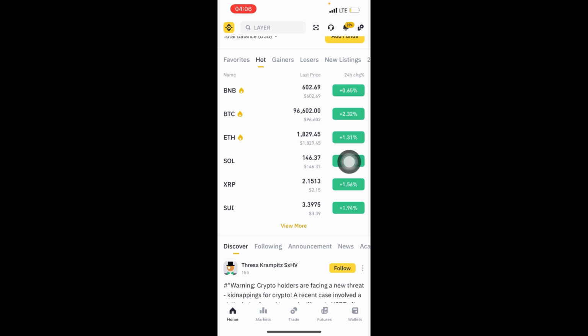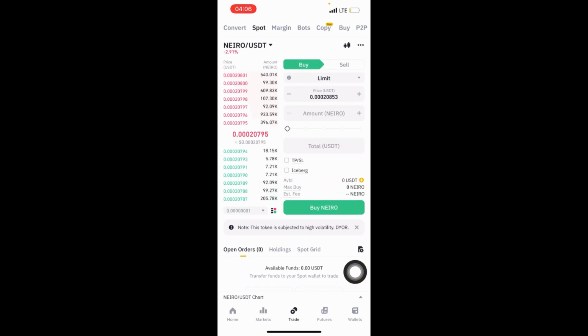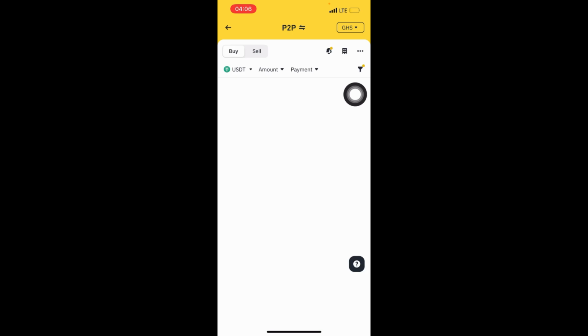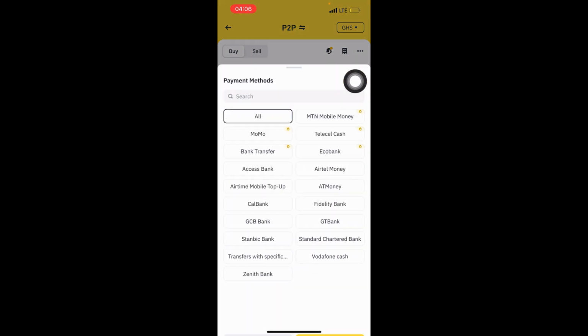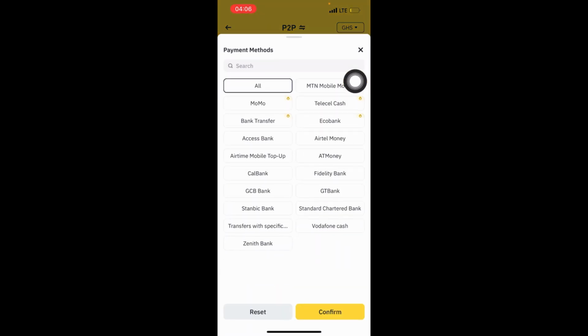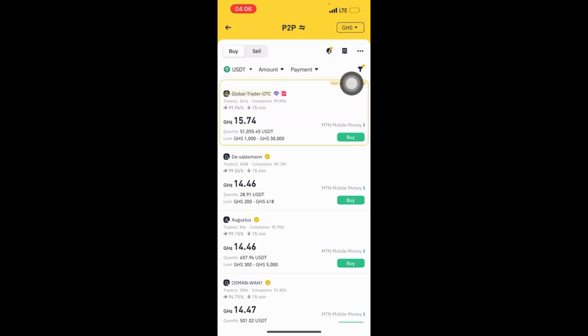So first of all, you have to buy a coin. You have to go to your trade here and go to P2P. When you go to the P2P, you see that we have buy and sell. You can go to the payments and filter the account that you want. Me, I've put it to all. So if you're using Vodafone Cash or Telecash, you can use it. GT Bank, you can use it and so on.